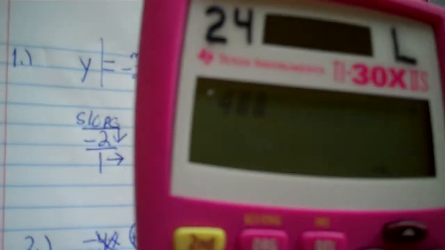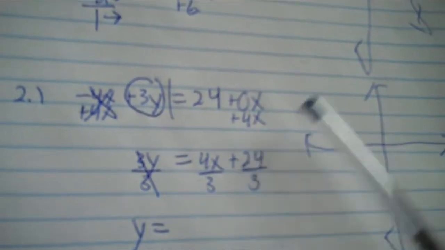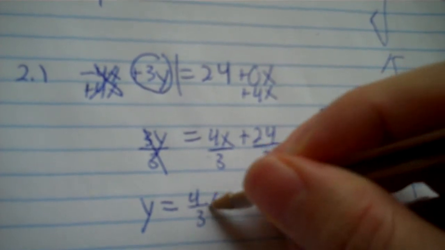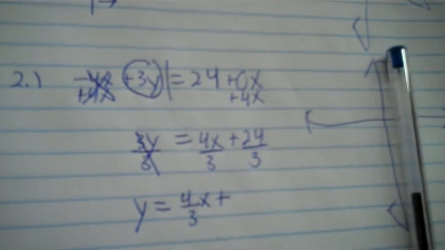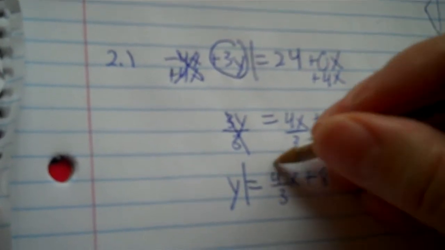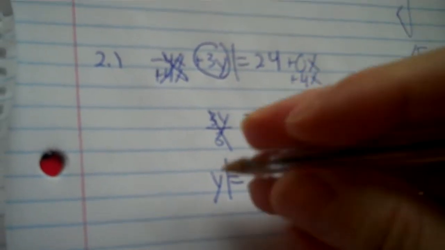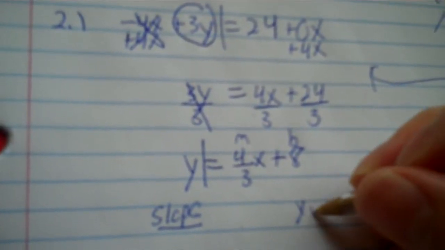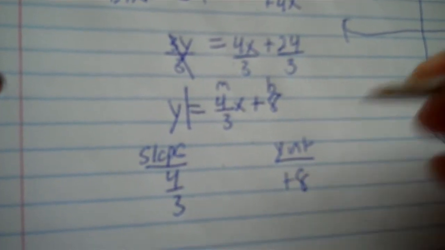so I take 4 divided by 3. Okay, that's a decimal, so we don't want decimals when we're graphing, so we just keep it 4 over 3x. And then I take 24 divided by 3. That's not a decimal, so I write 8 down. And now the y is by itself, so I have my m and I have my b. So I know my slope and I know my y-intercept. So my slope is 4 over 3, nice fraction, and then plus 8 is the y-intercept.